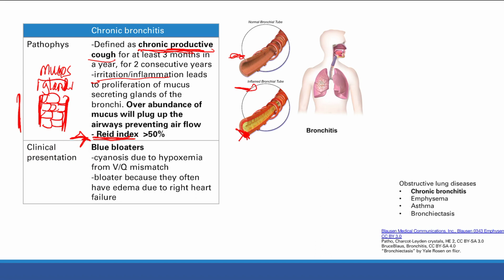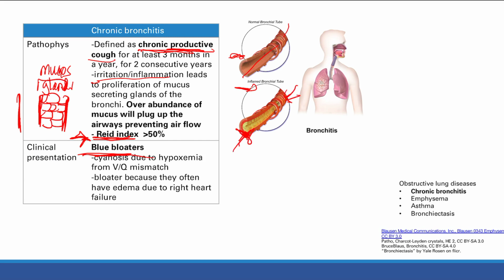How do these patients present? Well, the classic term is a blue bloater. The reason they're blue is because they have cyanosis, because they're not getting enough oxygen. There's a VQ mismatch basically. Sorry, oxygen's not coming out, oxygen's not getting in.